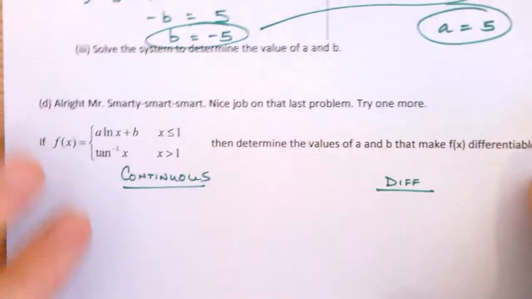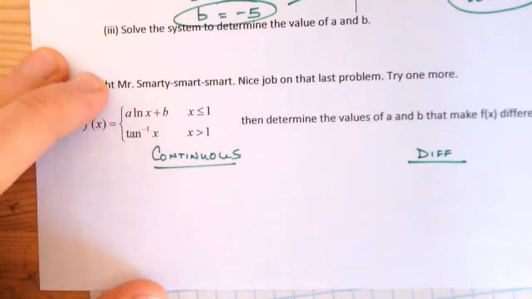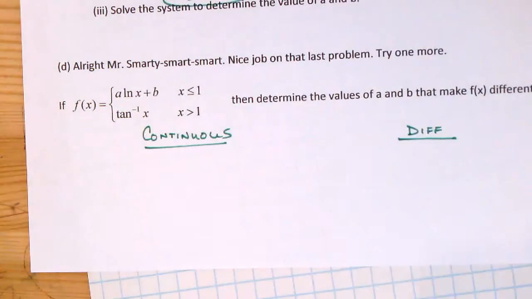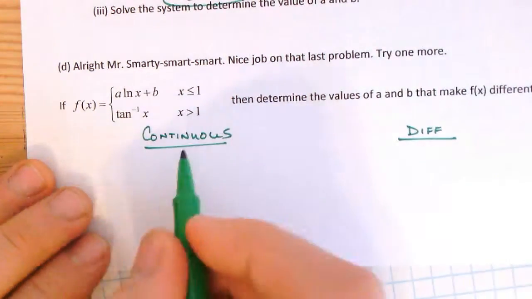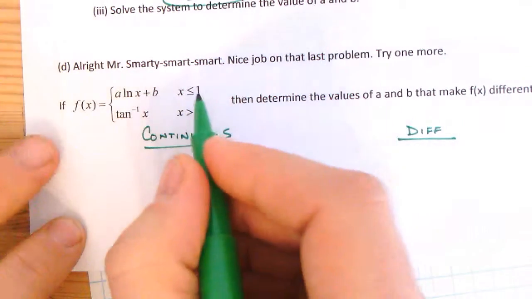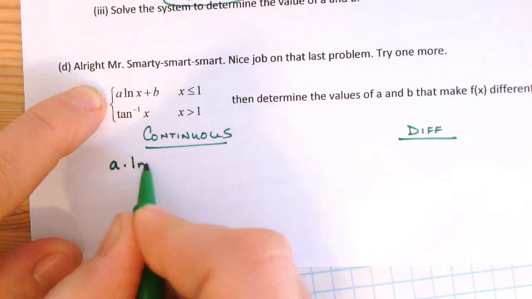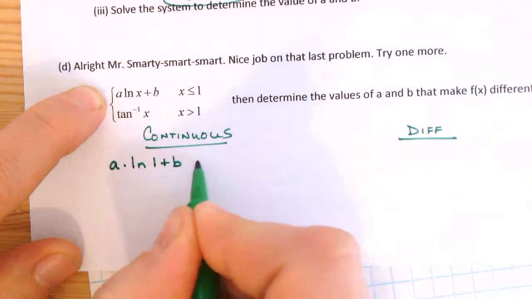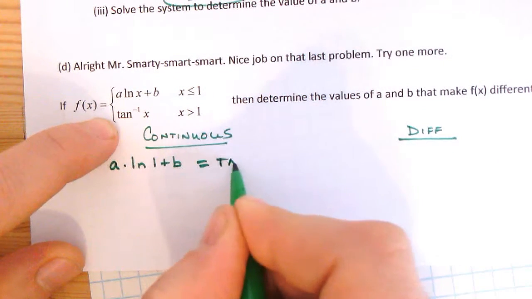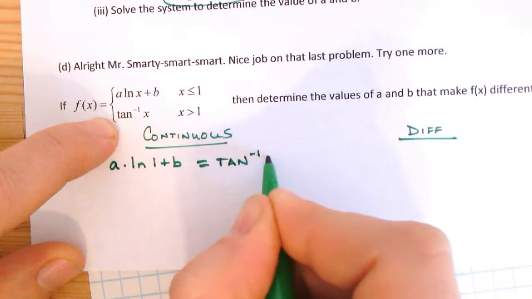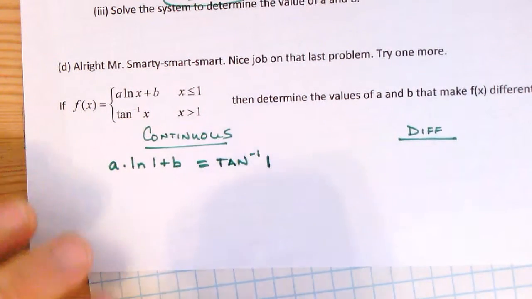Let's look at d, which I thought was a little bit tricky. So I told you that this one was also differentiable at 1. And so if it's differentiable, it's automatically continuous. And so the first thing I'm going to do is I'm going to plug 1 into the left branch, and I'm going to plug 1 into the right branch. And then I'm going to clean that up as much as I can.